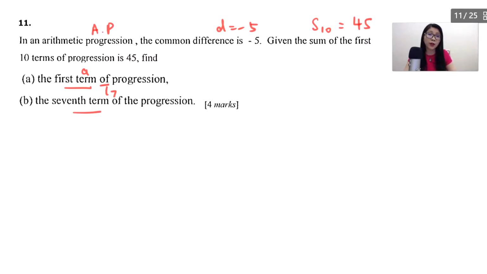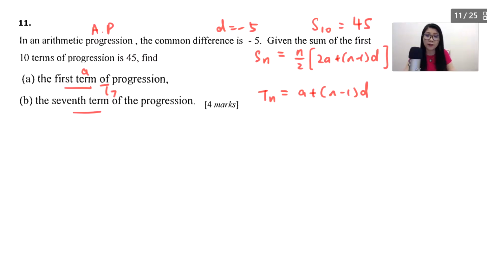For this, we're going to use two formulas. For A, we're going to use the Sn formula, and for B, we're going to use the Tn formula. Sn stands for the sum of the first n terms. The formula is n over 2 bracket 2a plus n minus 1 d, then close bracket. Tn stands for the nth term. So Tn is a plus n minus 1 d. Later we're going to use these two formulas to find the answers.